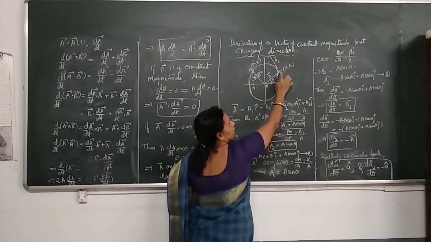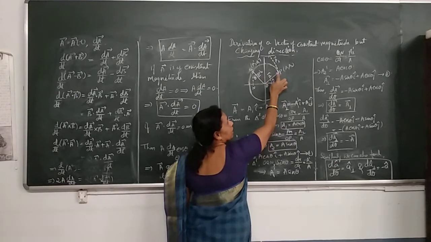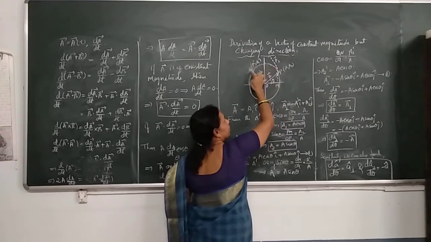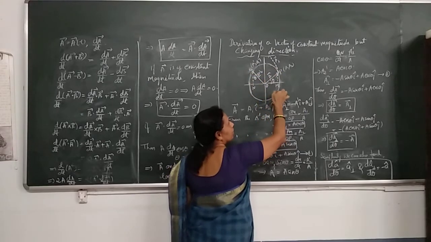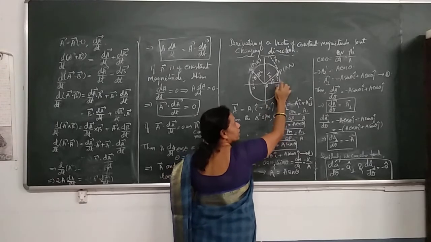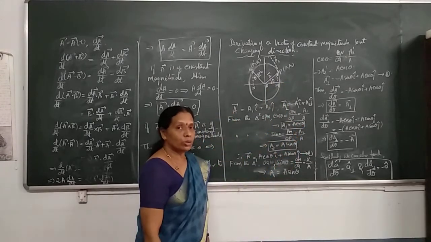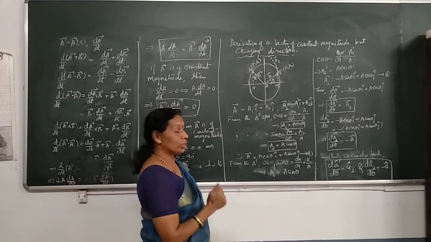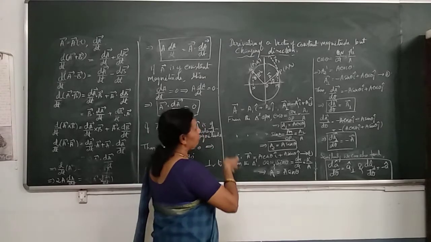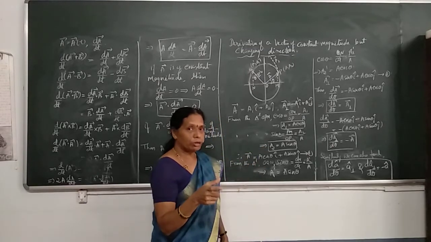this A vector, nothing but OP, or the tip of the vector OP, that is P, describes a circle having theta varying between 0 and 2 pi. When it comes back to the same point here, the total angular displacement becomes 2 pi radian or 360 degree. So that's the meaning. The vector A is of constant magnitude but changing direction.